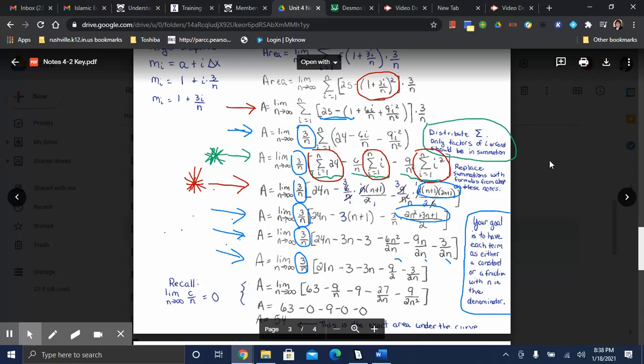Now I'll mark it in green so you can see what line I'm referencing. So once I had simplified and combined like terms as much as possible, then I distributed 3 over n. And it's at that line that I've marked in green that I have reached my goal of having either constants or having expressions where n or a power of n is in the denominator.